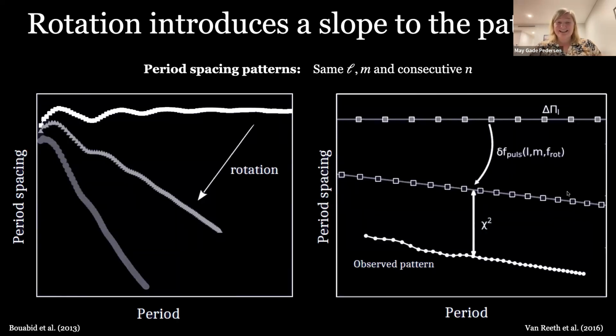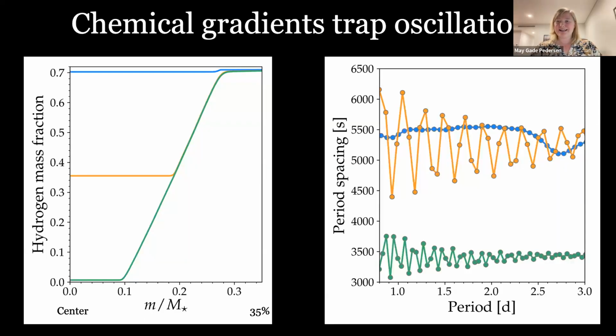So in addition to this, now that we talked about rotation, the next part is: what about chemical gradients when the stars are not chemically homogeneous? In this case, we also see deviations from having these constant period spacing patterns, caused by the introduction of chemical gradients inside the stars. So for a star evolving on the main sequence, we naturally develop these chemical gradients as hydrogen is converted into helium in the cores of the stars.